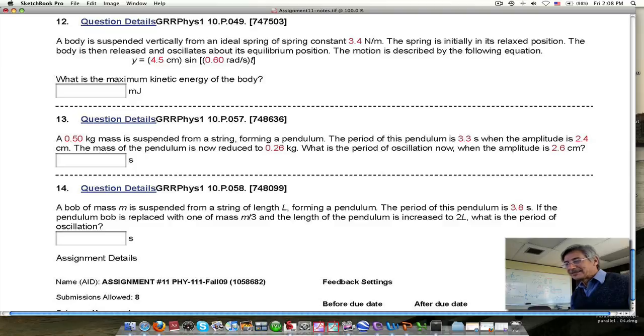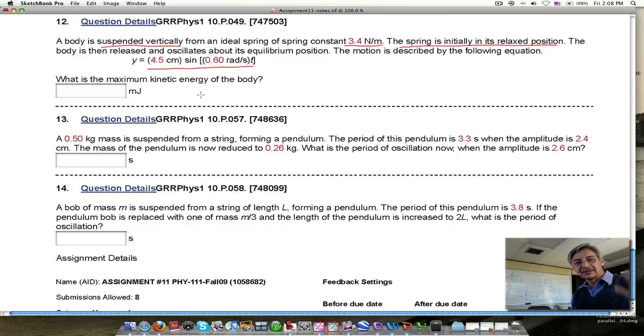We continue with the springs. Now we have a spring constant like that. The object is suspended vertically. The spring is initially in its relaxed position. The body is then released and oscillates, and the motion is described by that. What is the maximum kinetic energy of the object?